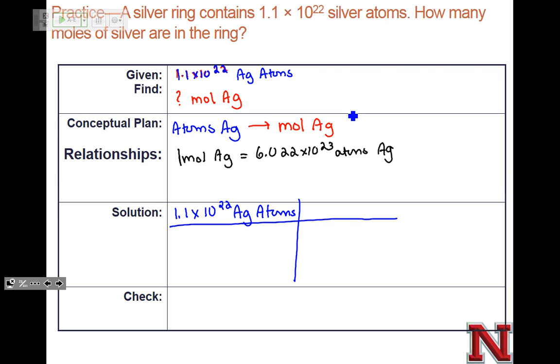But now, what goes on the bottom? Yep, so now our Avogadro's number goes on the bottom, so atoms can cancel out. So that means my mole goes on the top. When our atoms cancel out, we're left with moles of silver. Mole is what we want our final answer to be in, so that's our calculation.